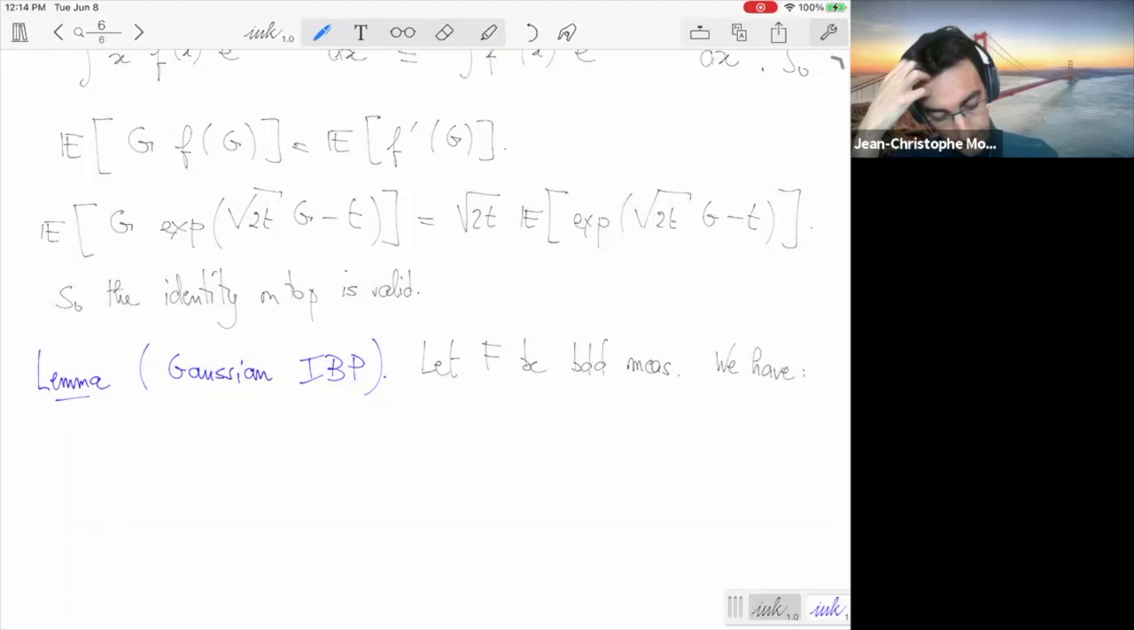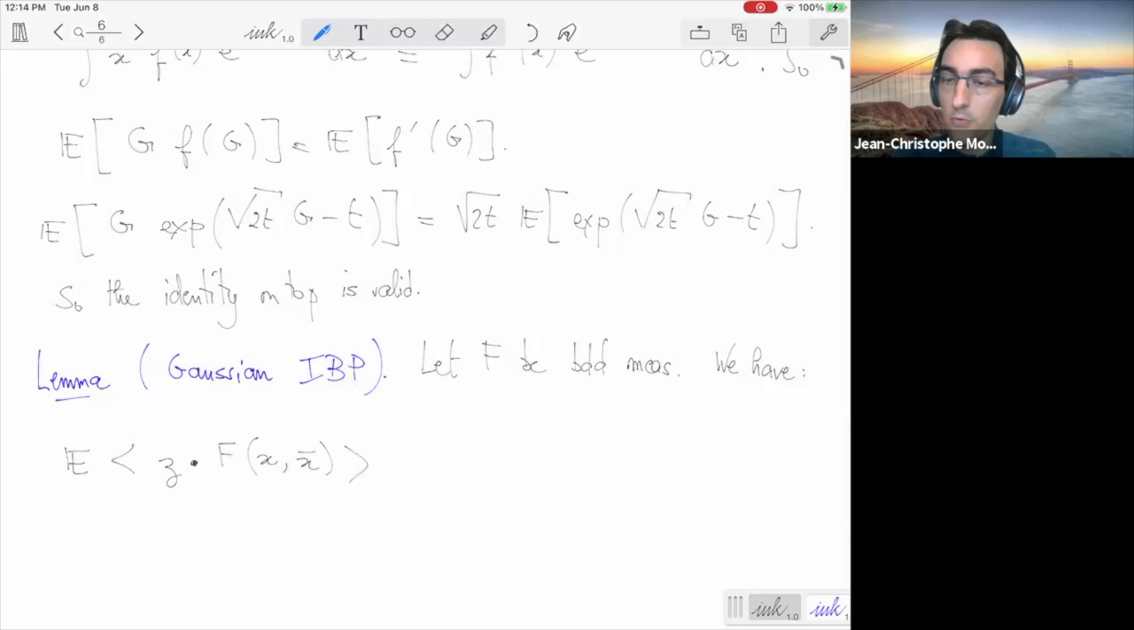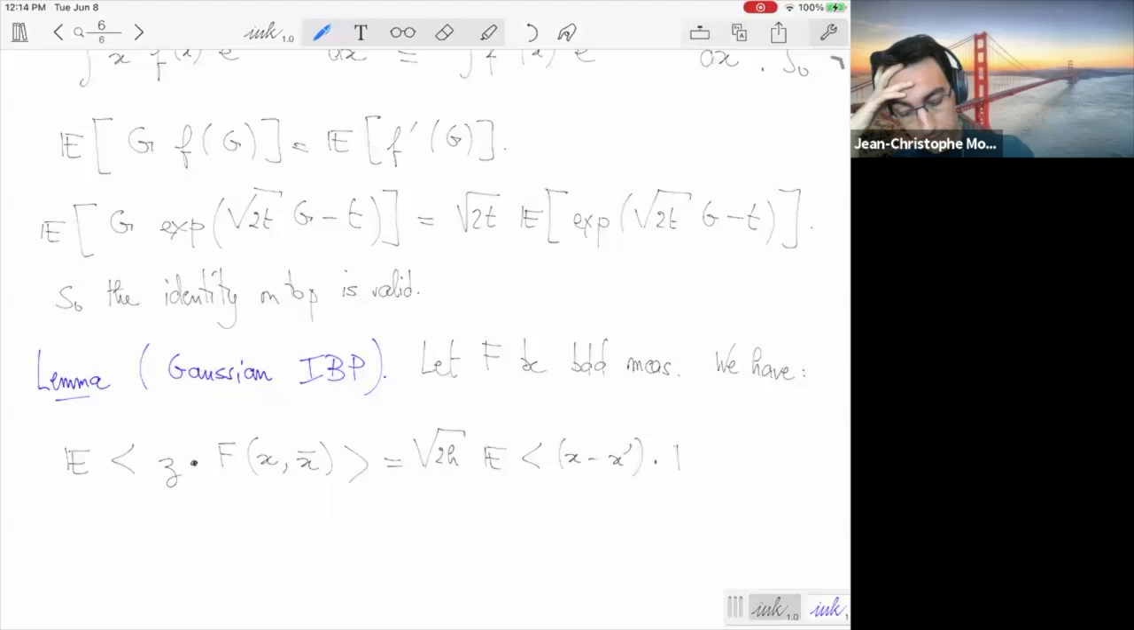So you remember that this z is a vector of length n, and its coordinates are independent standard Gaussians. I want to compute what happens when I dot this against some arbitrary function of x and x bar. And I claim that by this Gaussian integration by parts, we can see that this is square root of 2h times the expectation of x minus x prime dot f of x, x bar.